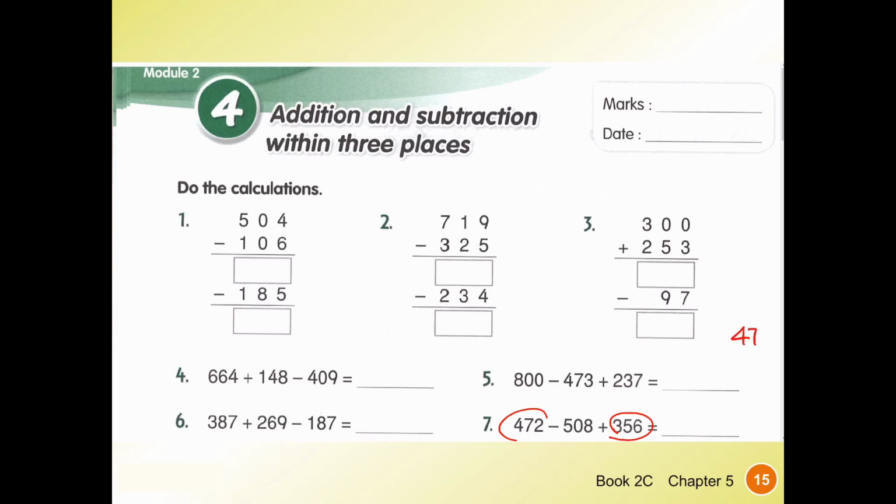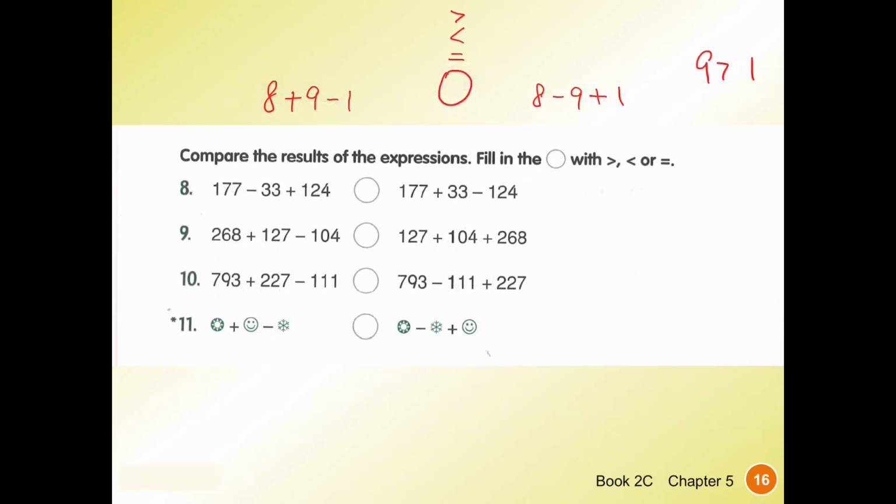So 472 plus 356, you have to find out the sum and then minus 508 in order to find the answer. For question number 8 to 11, we have to compare the results of the expressions and then fill in the circle with greater than, smaller than, or equal to sign.